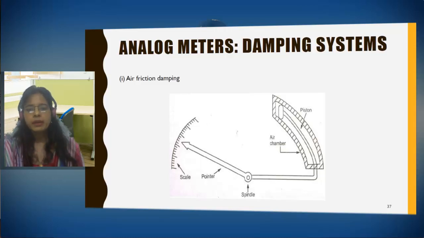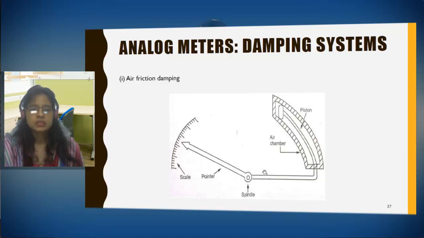Damping system, as I explained earlier, is the system which helps in damping the movement of the pointer. The pointer is deflected with the help of deflecting torque or deflecting force. It is controlled with the help of the controlling system that provides the controlling torque or force. Then comes the damping system, because the system has to settle at some particular value so that we can get the value of the quantity being measured. So damping system is very important.